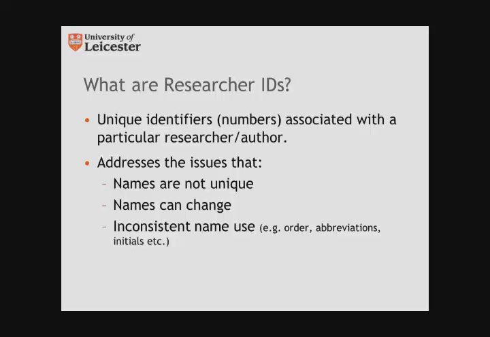Also, names can change over time, and you can still associate various different versions of your name with one researcher ID. And often when you're publishing in a number of different publications, you will find that they're inconsistent in how they use your name. They may use different variations on your initials or your full name, and again you can associate all of these different versions with your unique researcher ID.